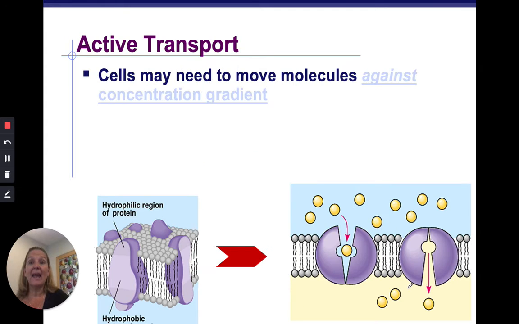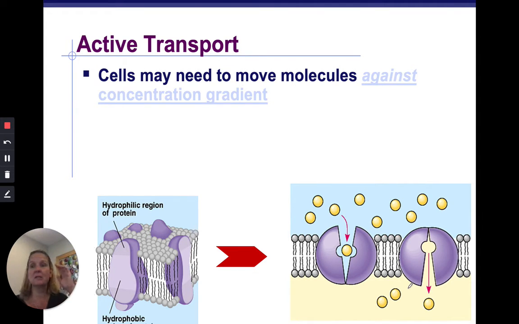Let's see. Active transport is different. Active transport, when I want you to think active, that means it requires energy. When you're active, you use energy. So active transport requires energy in the form of ATP. And the reason it requires energy is because you're going against the concentration gradient. You're actually trying to push more molecules into a space.